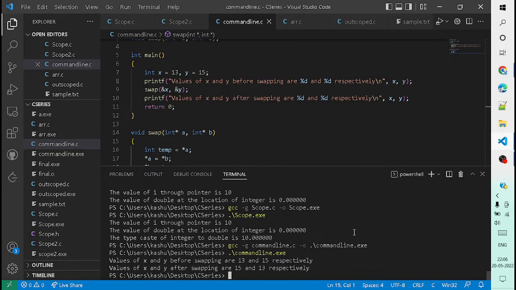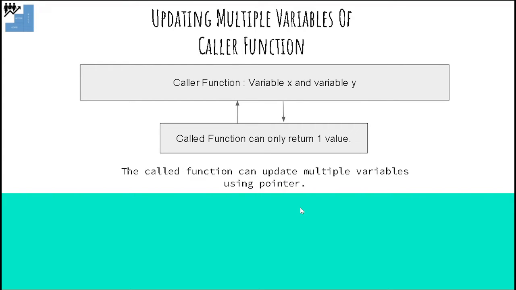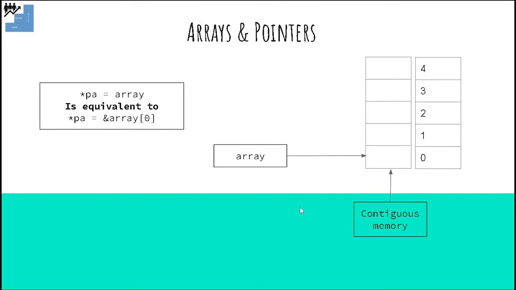So as you can see, the values before and after swapping are changed. So that is another use case of the pointer. Let's move ahead. Now let's look at arrays and pointers.